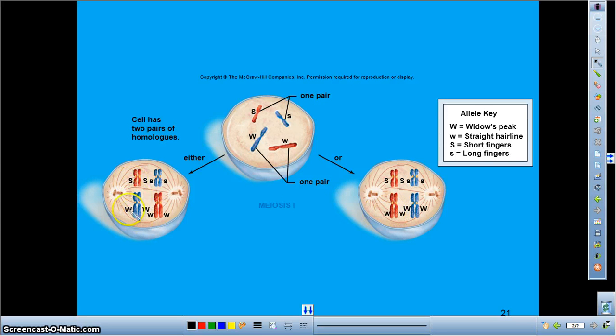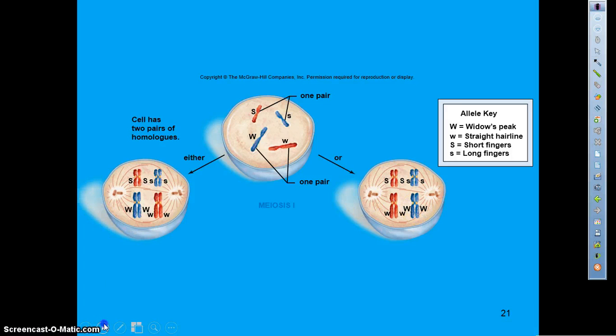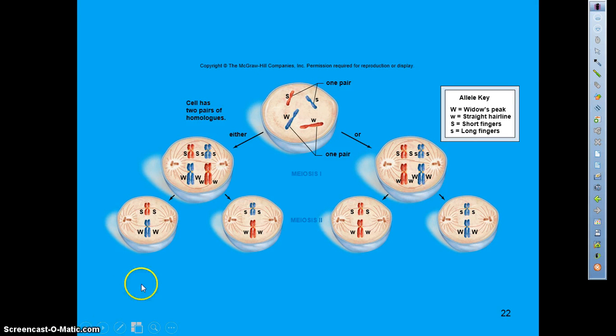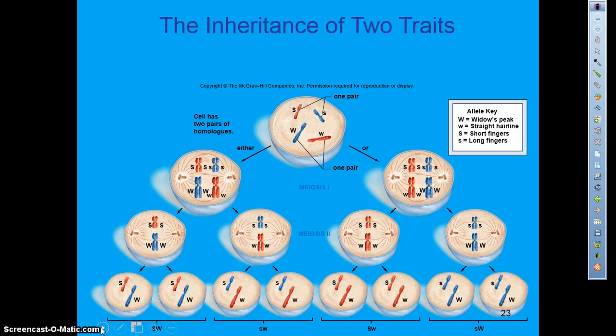So big S, big W, big S, big W, little s, little w, little s, little w. In this possible combination, it's big S, little w, big S, little w, little s big W, and you go ahead and go through meiosis 2, and you see the 4 possible combinations, and then you come down to the possible gametes that can be produced.